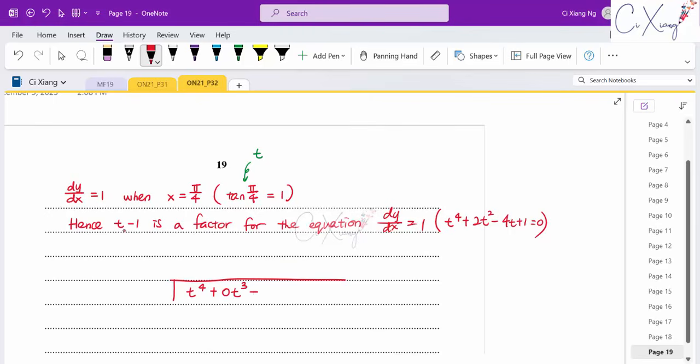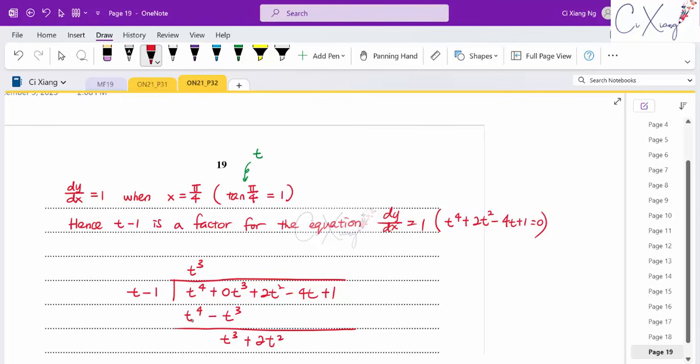So t power 4 plus 2t squared minus 4t plus 1, and the root that I have is t equals 1. So try to find something that multiplies with t to get t power 4. So the something will be t power 3. Then t power 3 multiplied by negative 1 gives negative t power 3, and 0 minus negative 1 times t power 3, I'll get positive t power 3.